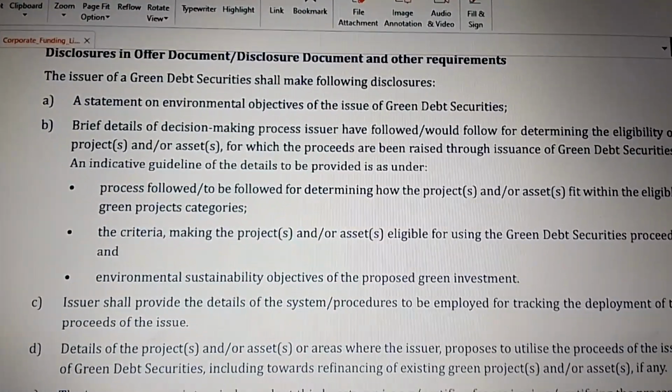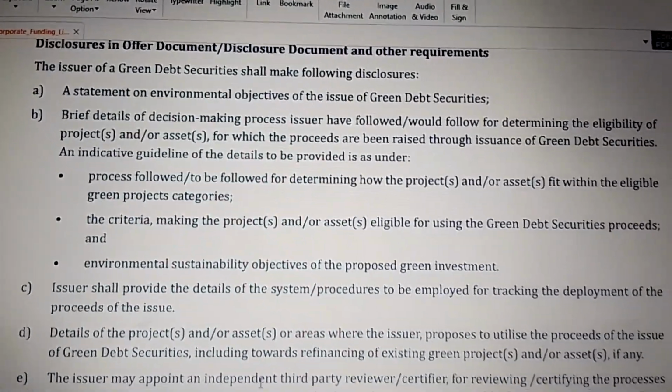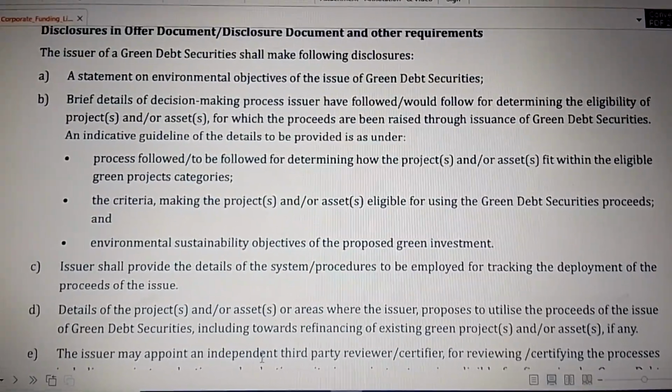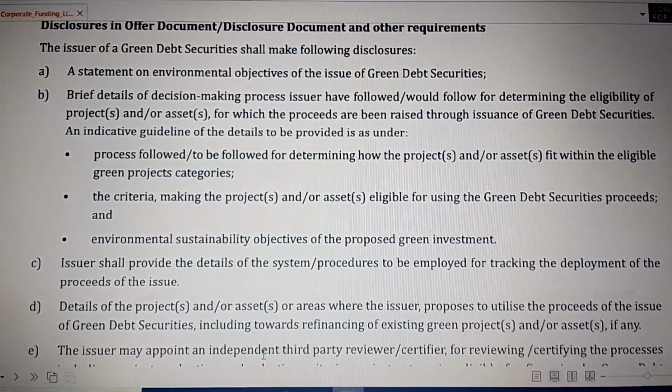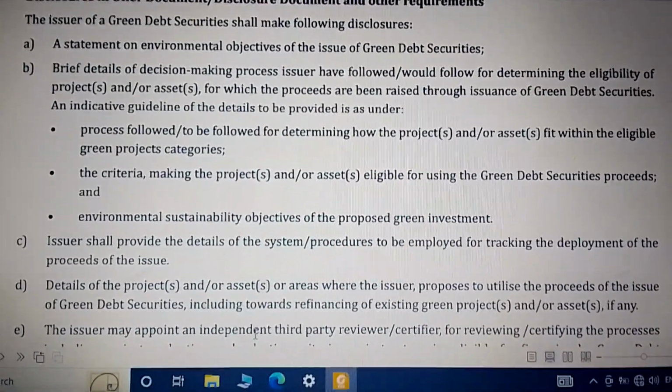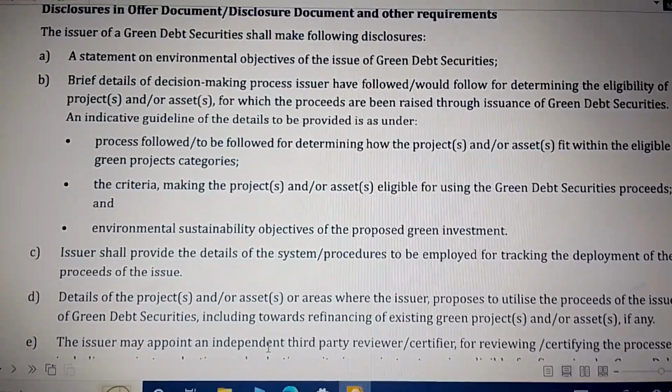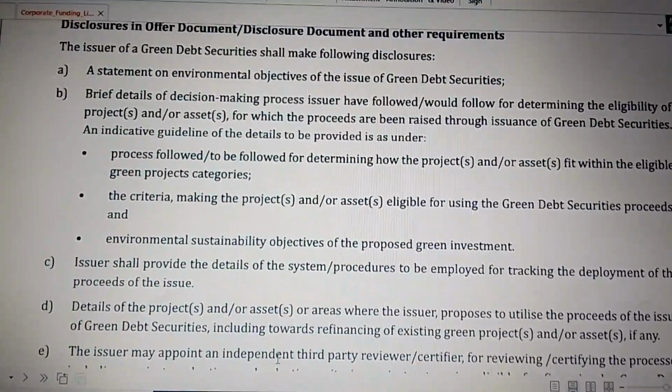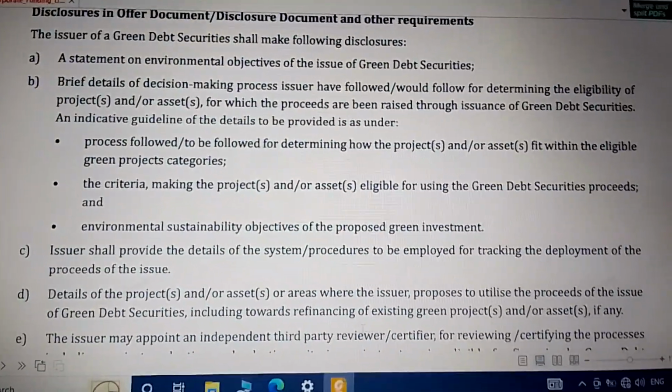C. The issuer shall provide the details of the systems and procedures to be employed for tracking the deployment of the proceeds of the issue. D. Details of the project and/or assets areas where the issuer proposes to utilize the proceeds of the issue of the green debt securities, including towards the refinancing of the existing green projects and/or assets, if any.